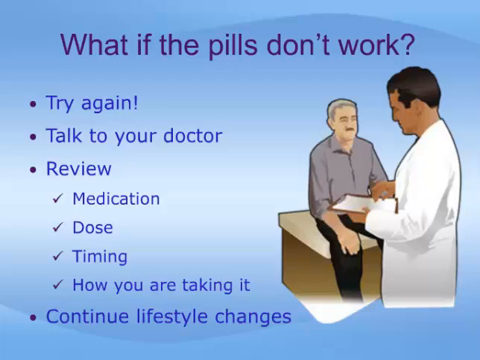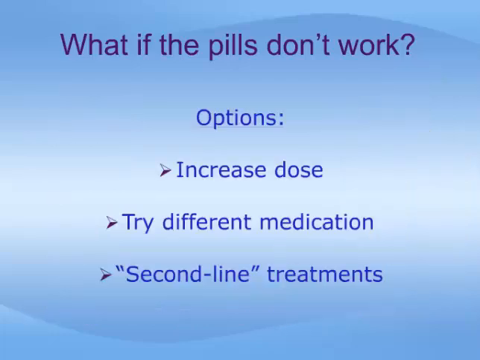You will need to continue to work on lifestyle changes, such as diet, exercise, smoking cessation, and correcting other medical conditions. Next, your doctor will review the options with you, which might include increasing the dose of the medication, trying a different one, or adding a second, or moving on to a so-called second-line treatment. These include topical medications, injections, and vacuum devices.